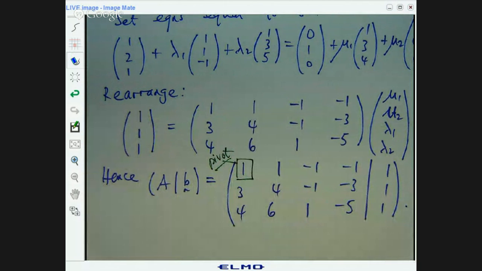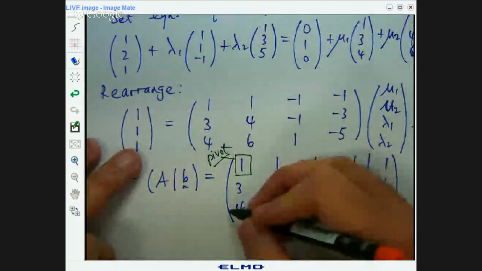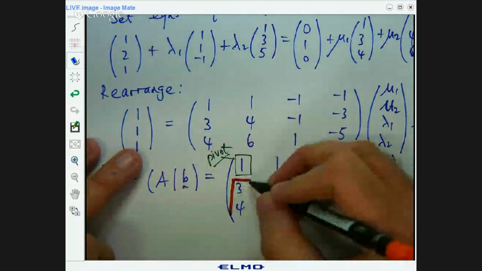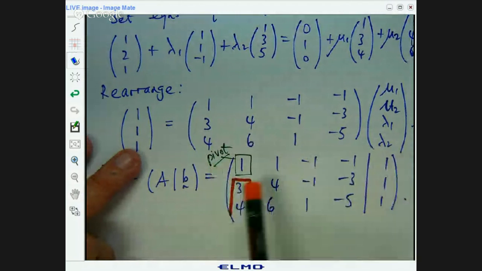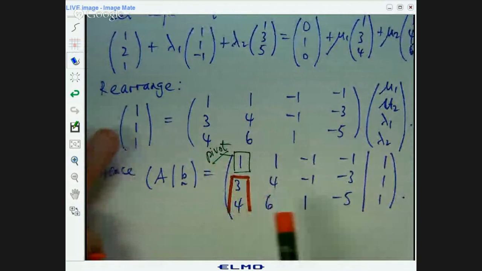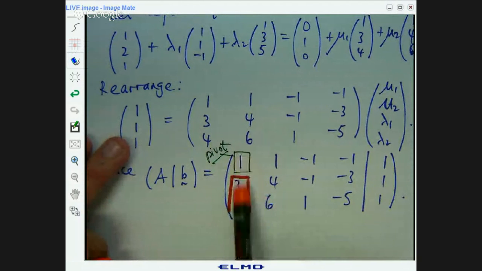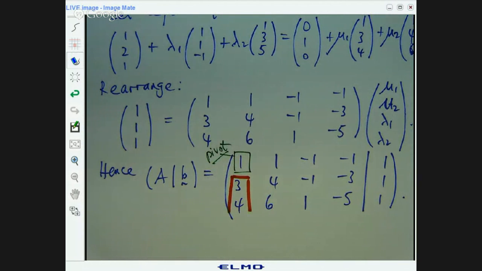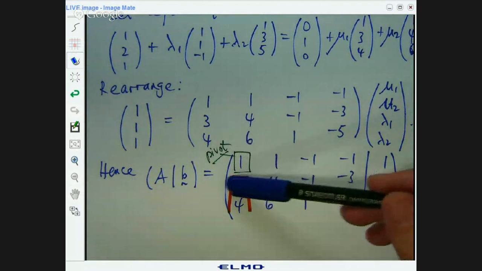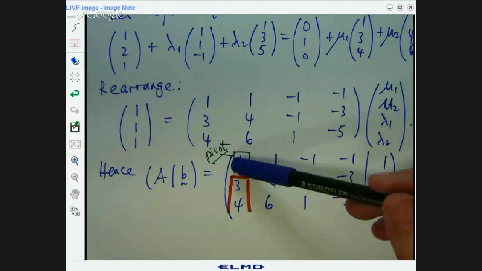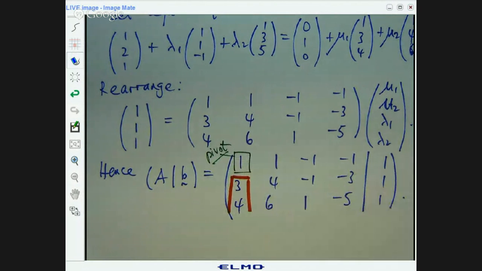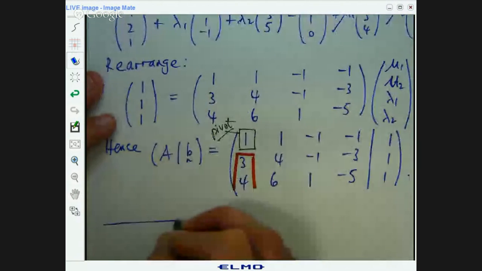Now, once we've chosen our pivot, what we want to do is do some row operations and row reduce the matrix to what's called a row echelon form. The first step is to look under the 1 and make this a 0 and make this a 0. So how do we do that? Well, row 2 is going to become row 2 minus 3 times row 1, and row 4 is going to become row 4 minus 4 times row 1. So let's write those down.